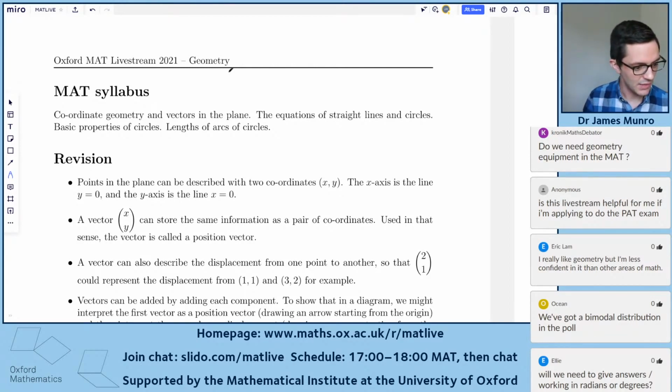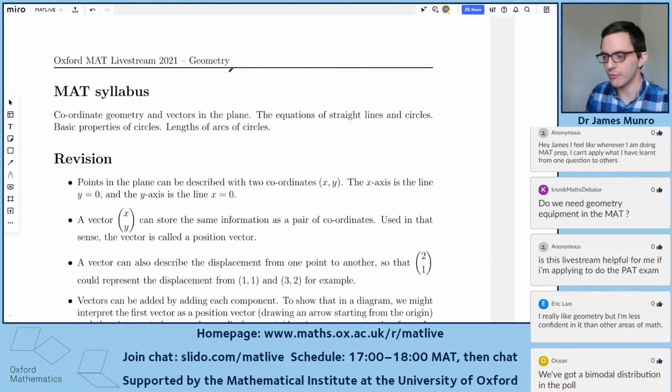Right, cool. And a question about applying what we've learnt from one question to another question, which I'm going to try and do because we're going to do some similar looking questions. So I'm going to try and very directly apply what we've learnt from one question to another one.